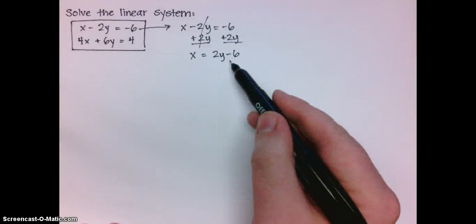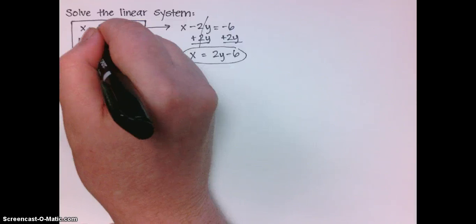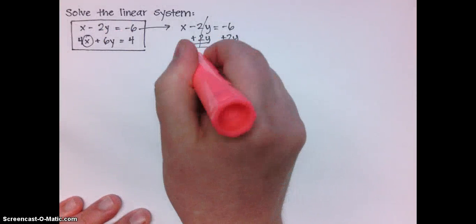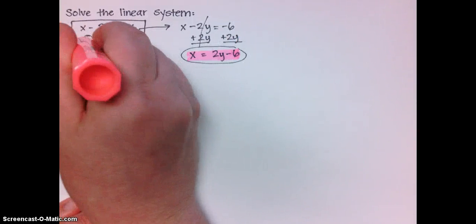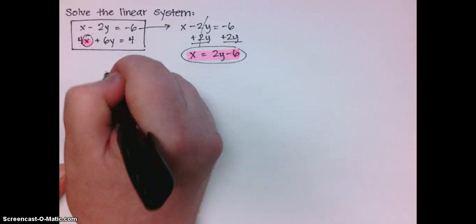From this point, I can plug this in to where I have the x over here. So I might highlight that just so that you can see that. So I have x equals 2y minus 6. And in the second equation, you're going to plug that in. You're going to do some substitution and put it in where you see the x. So let's do that now.